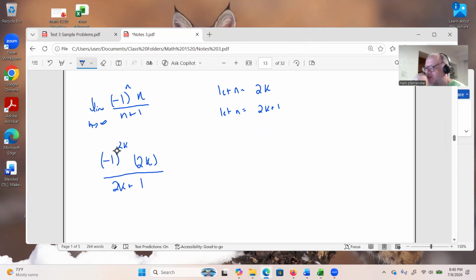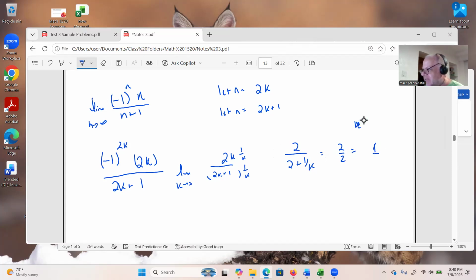What this is going to do is make everything here an even value. So this negative 1 is always going to be negative 1 raised to an even power. It's just going to be 1. So we have 2k over 2k plus 1. We can divide top and bottom by 1 over k, taking our limit as k goes off to infinity. So we're going to have 2 over 2 plus 1 over k as k goes to infinity. This is going to give us 2 over 2, which is equal to 1. So when n is equal to 2k, our limit is equal to 1.